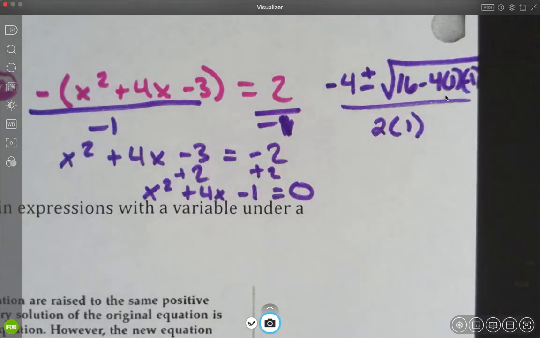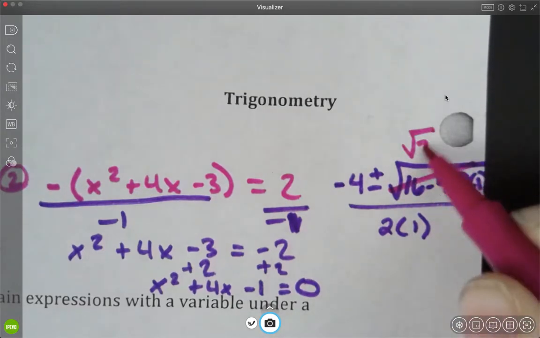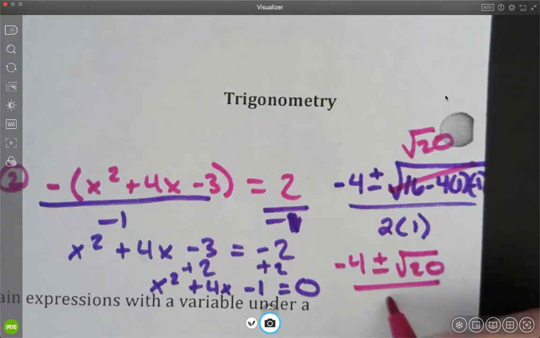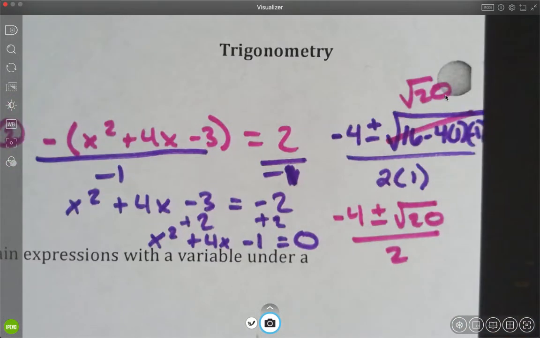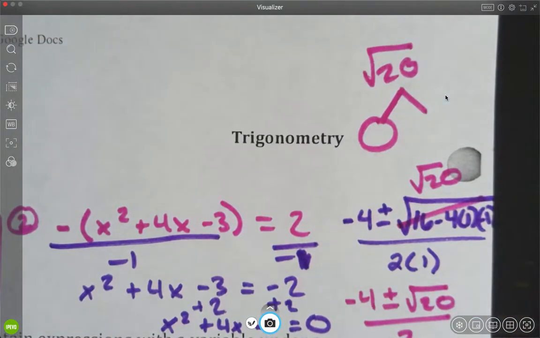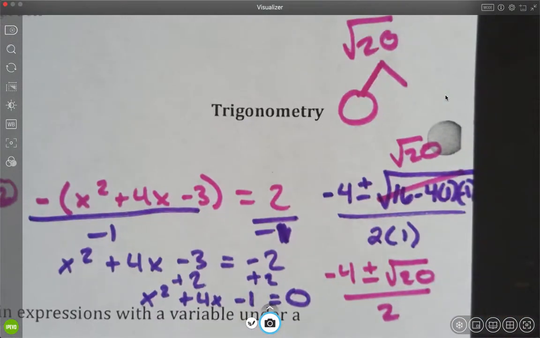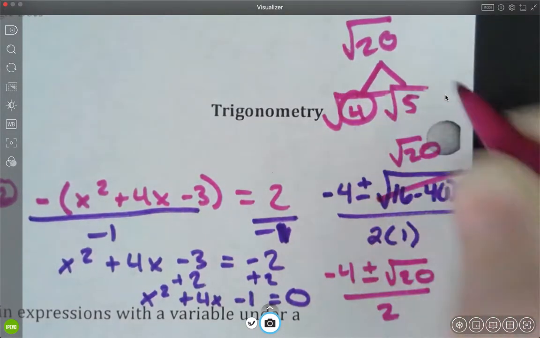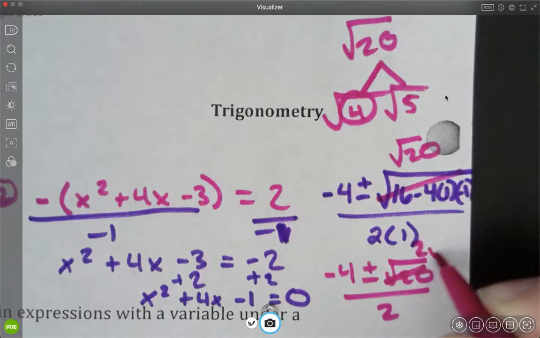Okay, so let's do the middle part. 16 minus 4 times 1 times negative 1. That's going to be a positive 4 in the end, so that's the square root of 20, right? So I have negative 4 plus and minus the square root of 20 all over 2. One more thing I can do. The square root of 20 will break down. What's the square root of 20 become? 4 and 5, which is 2 square roots of 5.